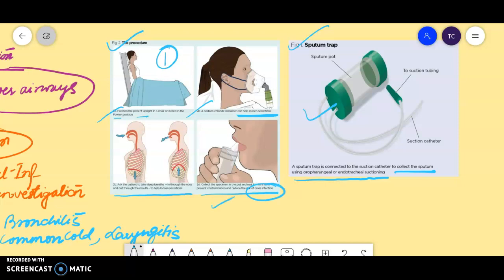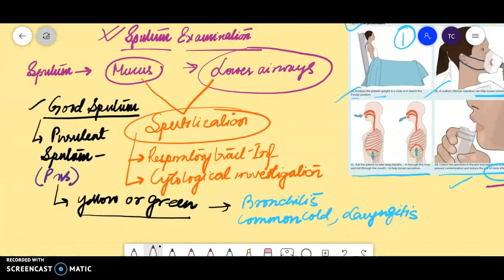So to reduce the risk of cross infection, organisms from the air can also enter the sample, and they may not be part of the sputum. So while collecting, we should keep this into account, right? So this is the collection procedure. Next we will move on to the interpretation part.